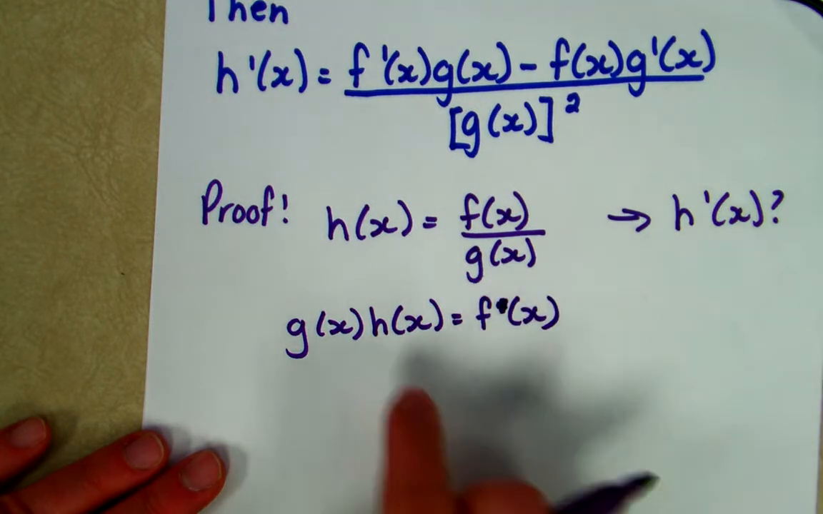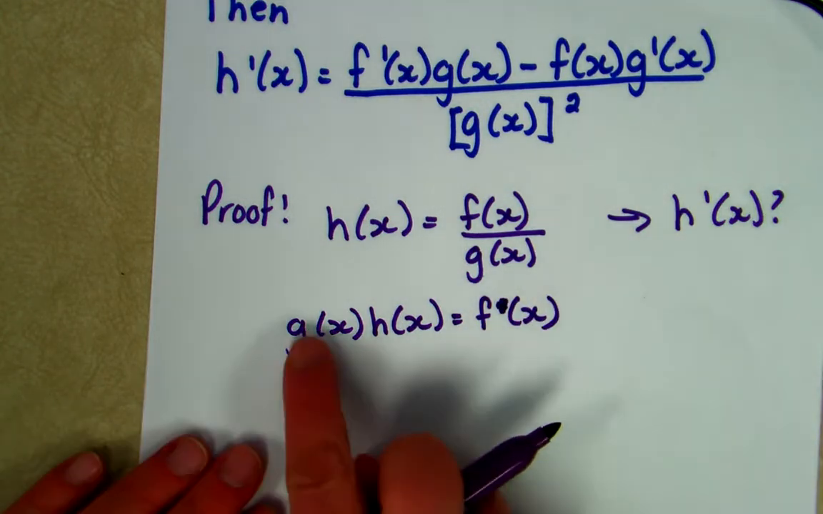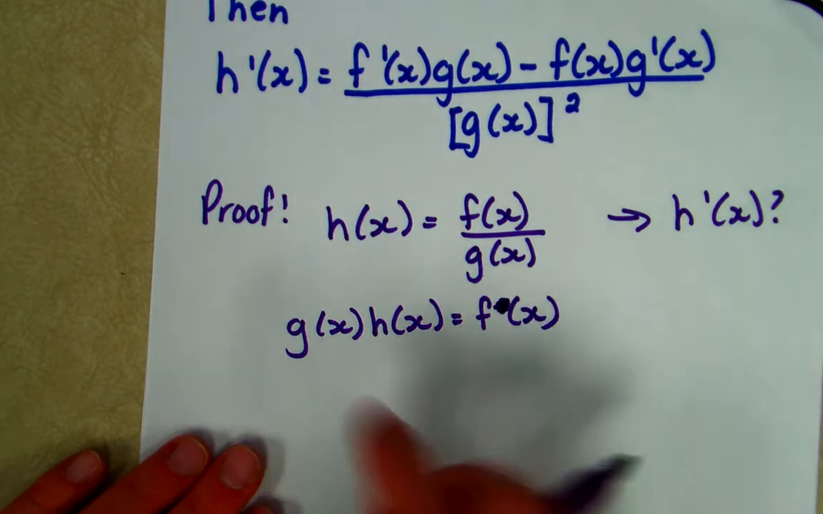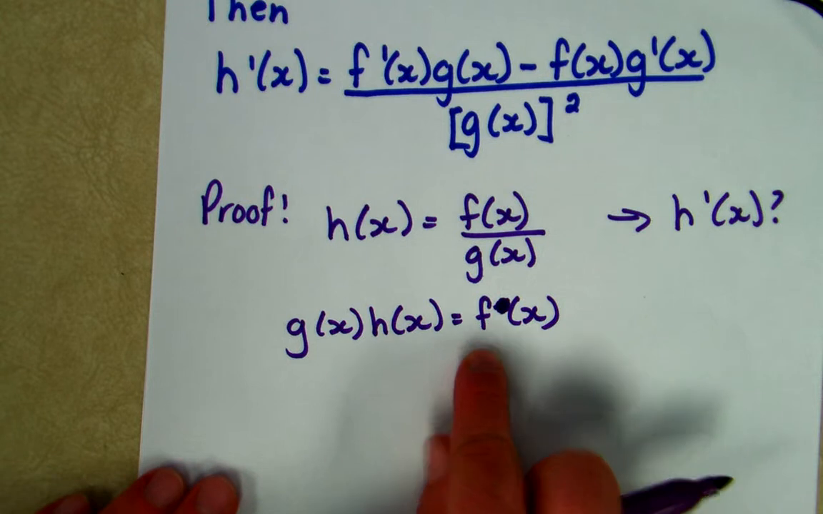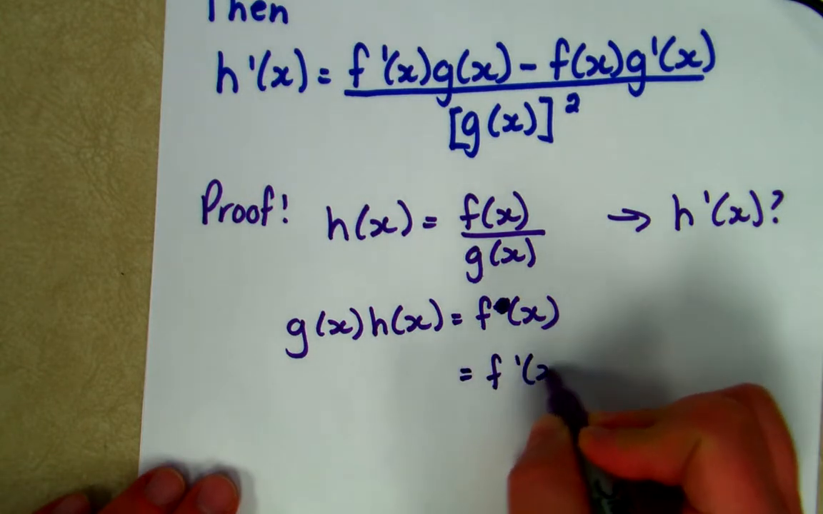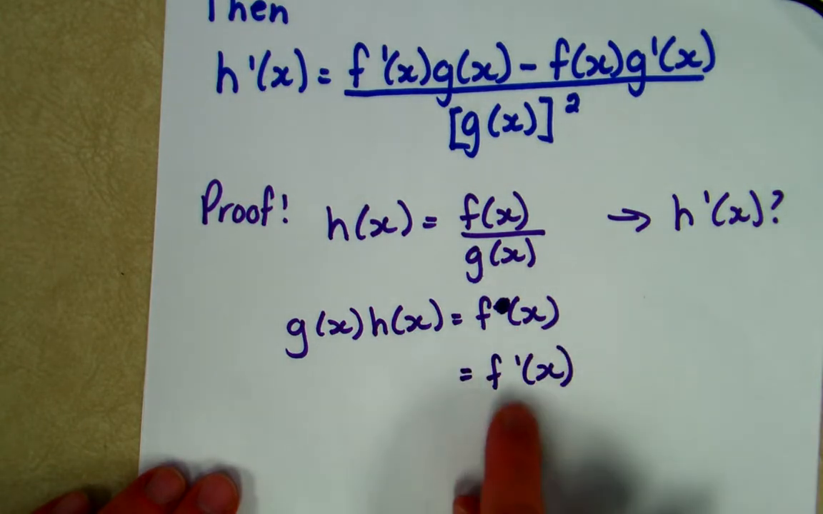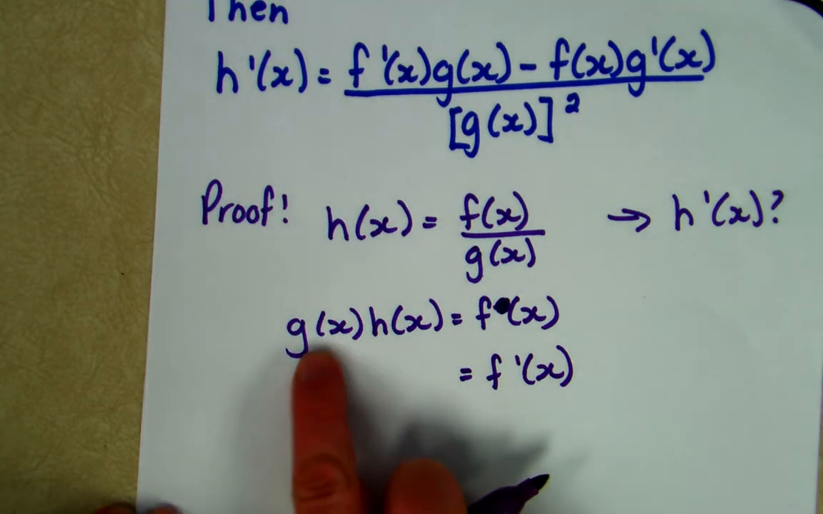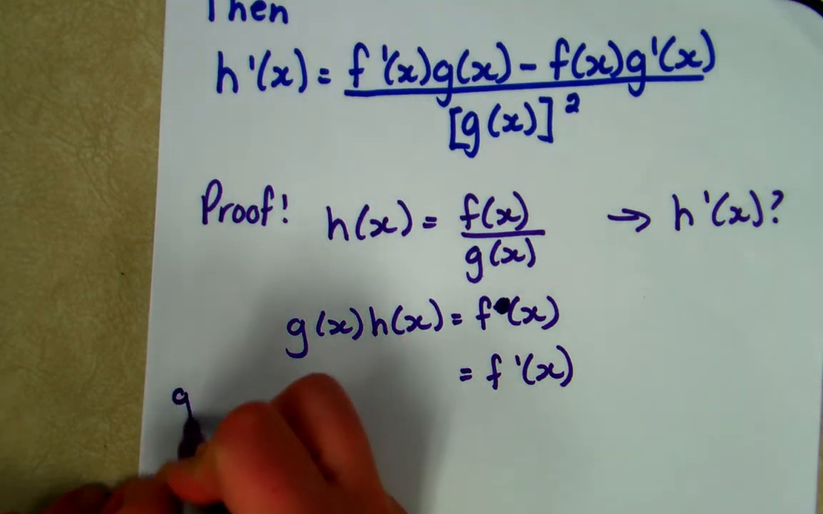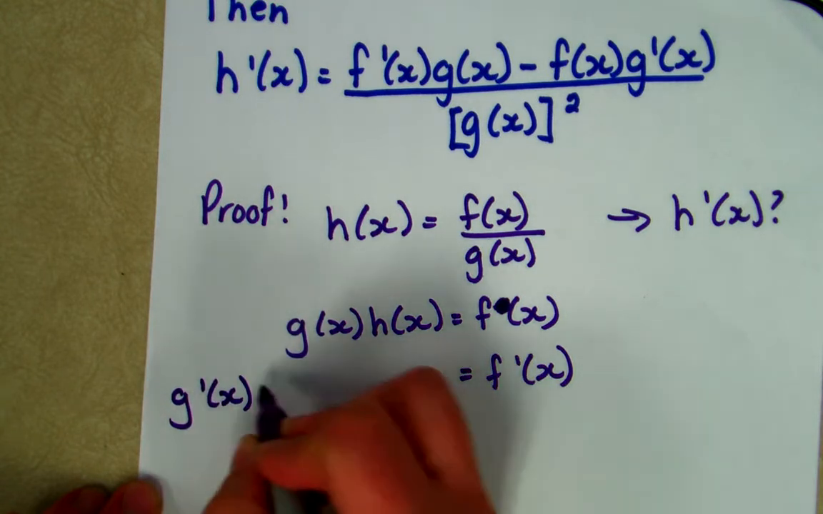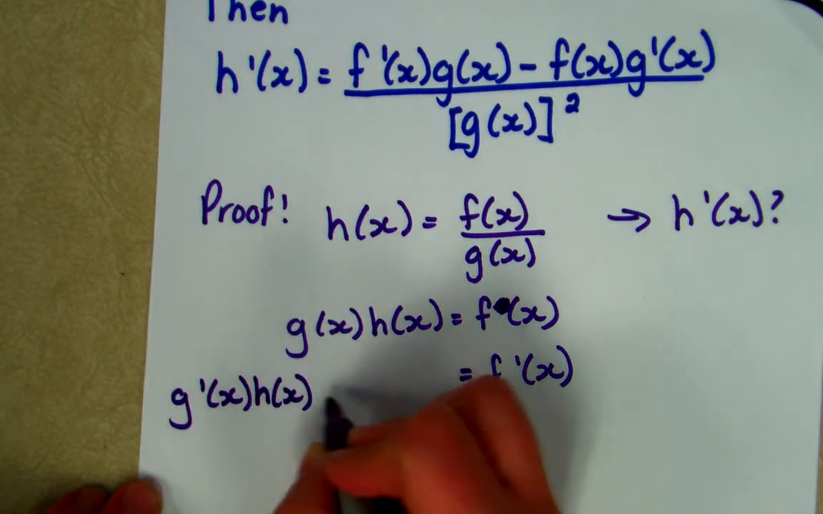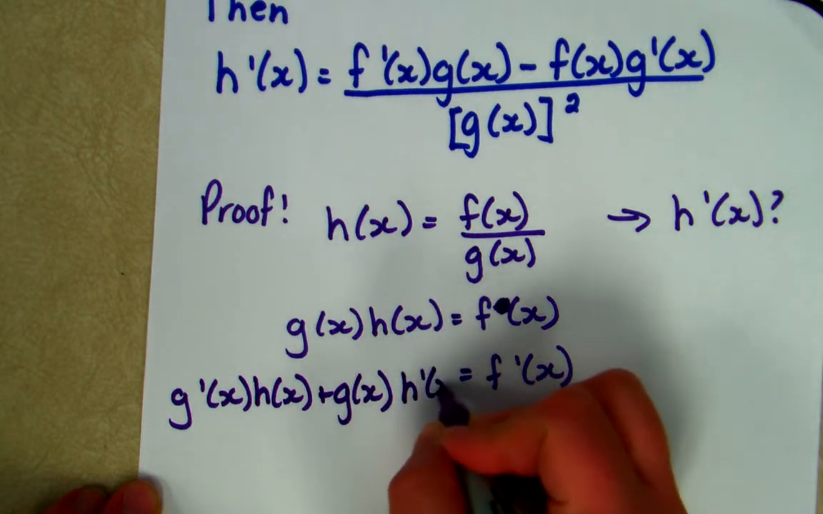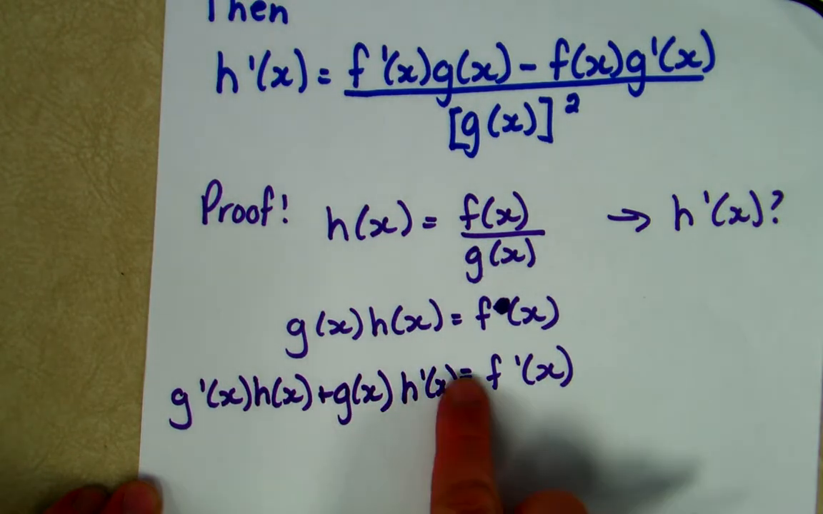There shouldn't be a prime there. So all I have now is g at x times h at x equals f at x. That mark shouldn't be there. I know how to differentiate this using my product rule. So this side, because it's just f, will be f prime at x, and I'm going to use product rule over here. g is my first, h is my second. So the derivative of the first, g prime, times the second, h, plus the first, g, times the derivative of the second, h prime.